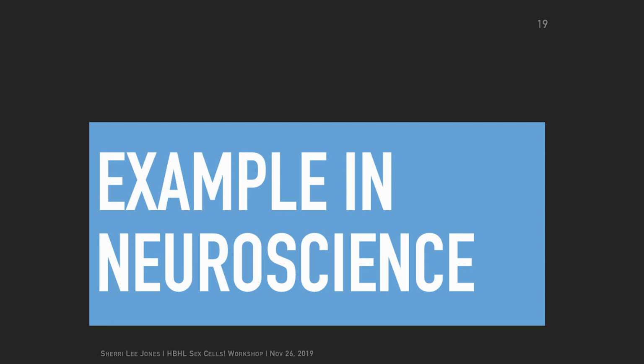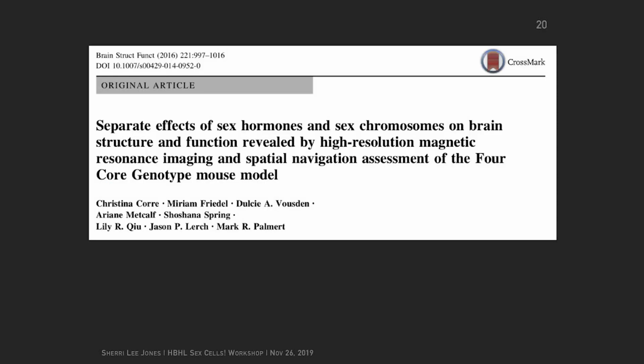Okay, so just a really, really quick example in neuroscience. So this is a paper, some of you might know this group. It's a group in Toronto where they looked at the separate effects of sex hormones and sex chromosomes on brain structure and function using high-field MRI in mice, so in the four core genotypes model, and then looked also at spatial navigation.